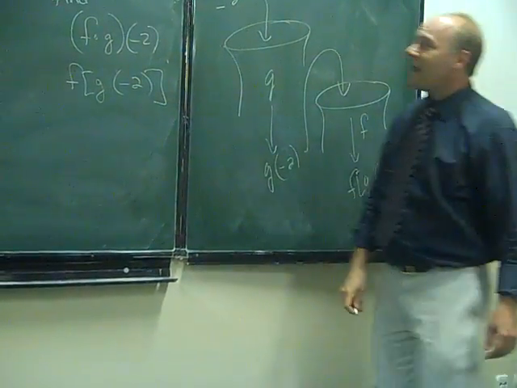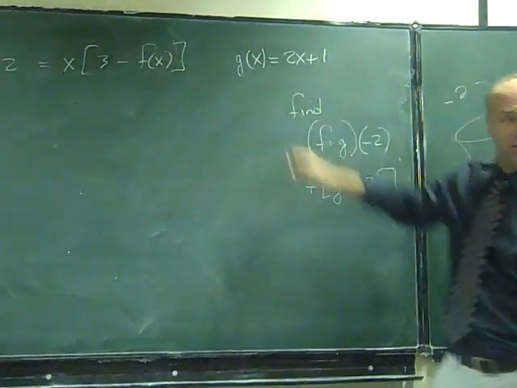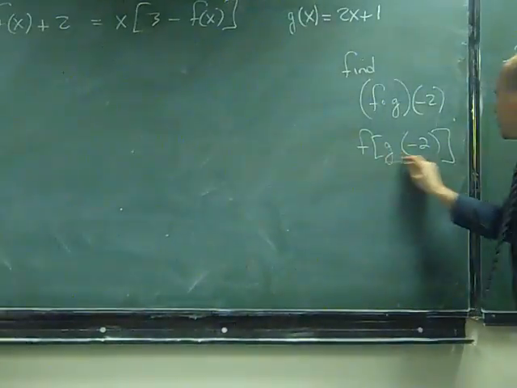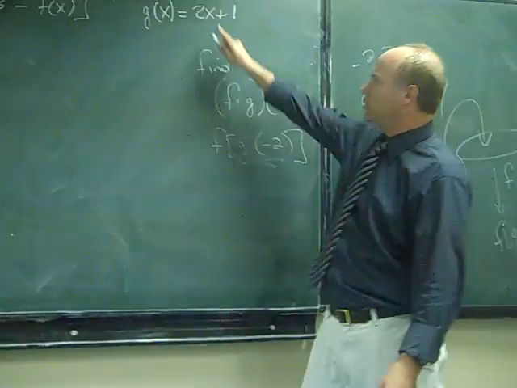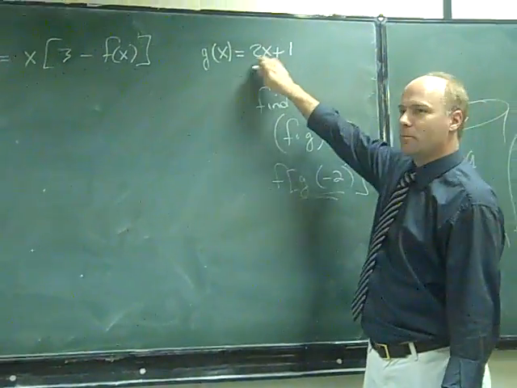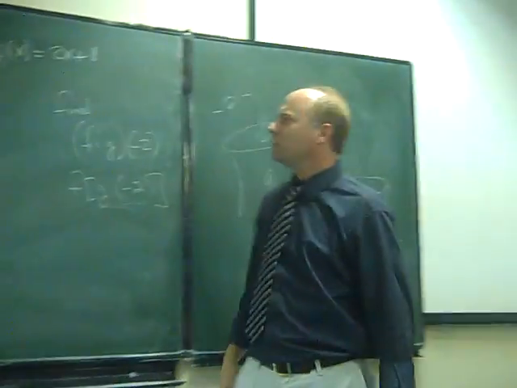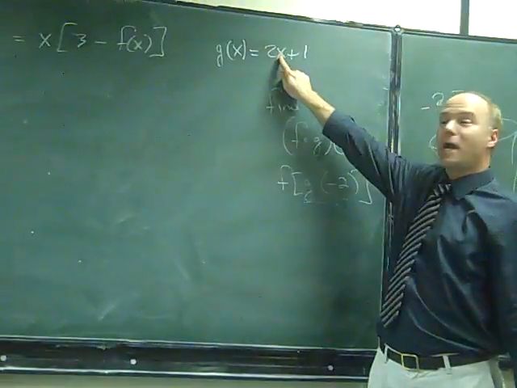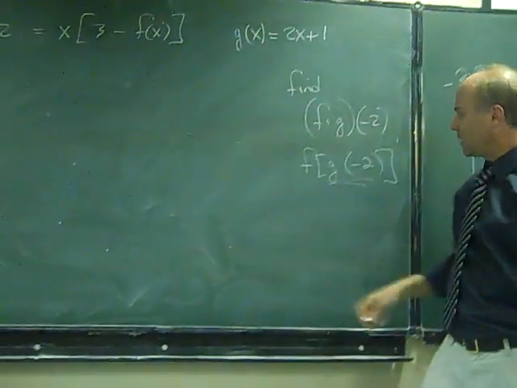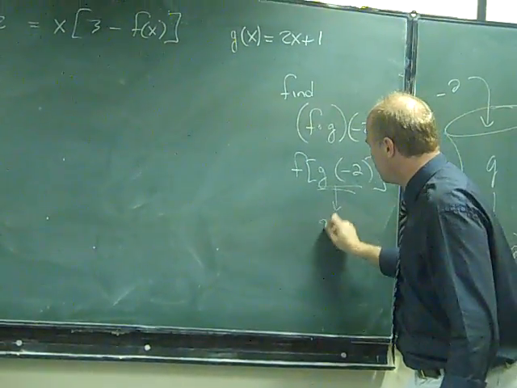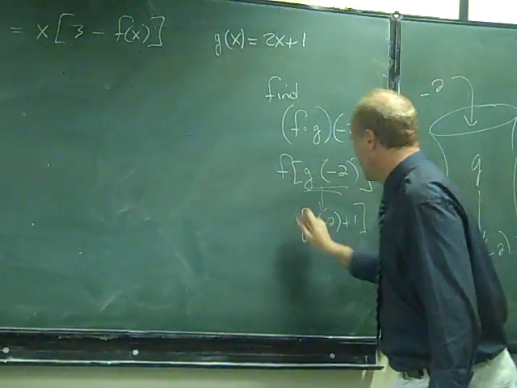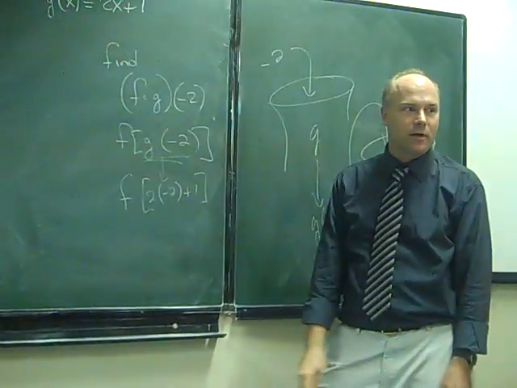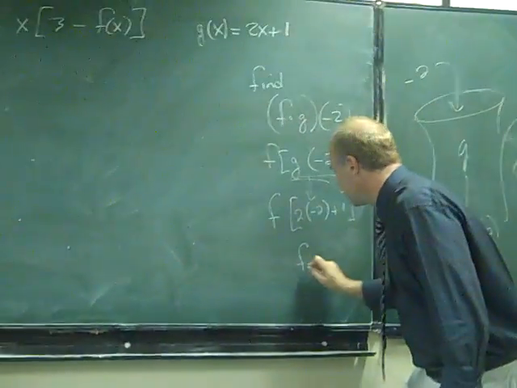Okay? We have the g rule. Can we get g of minus 2? Yes, we can. We just put negative 2 into g. What does g do? Takes input, multiplies by 2, adds 1. What's g of 10? 2 times 10 plus 1. What's g of negative 2? 2 times negative 2 plus 1. Okay, so on the inside here we have 2 times negative 2 plus 1. What's that? Minus 4 plus 1. Minus 3. We want f of minus 3.